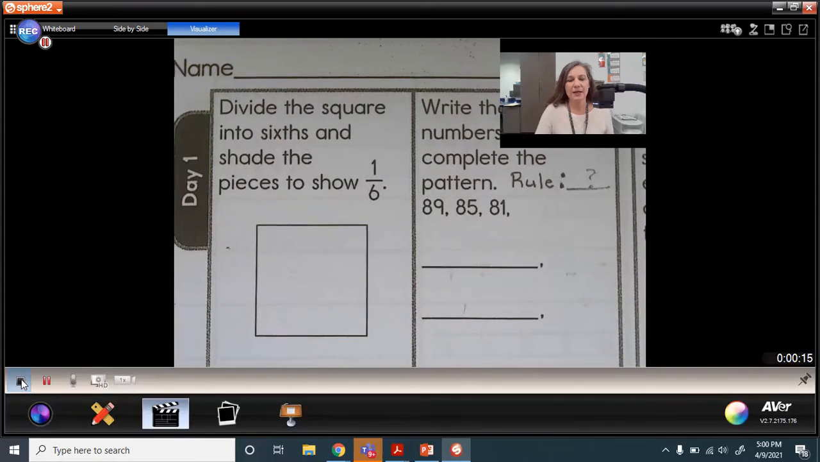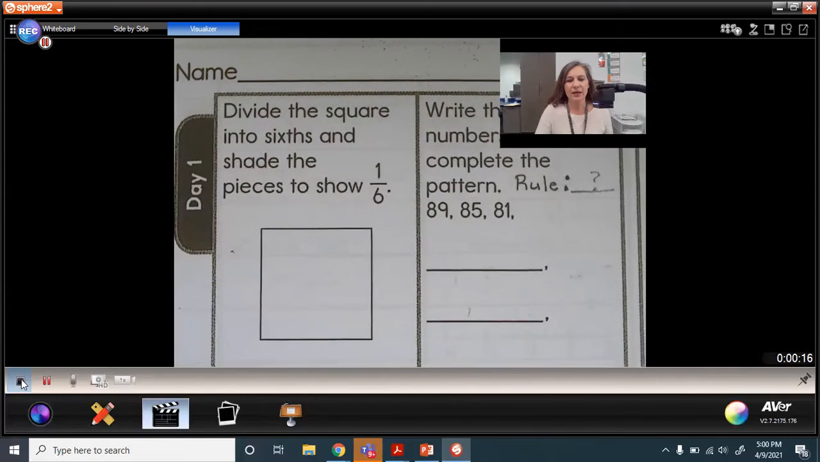So let's go ahead and take a look at your DMA for today. Remember, keep coming back and reminding yourself and practicing these skills that we've been working on. Okay, so let's take a look at our first problem.